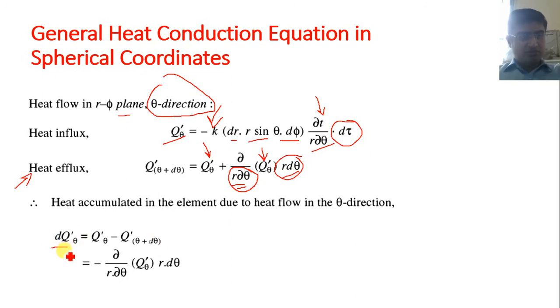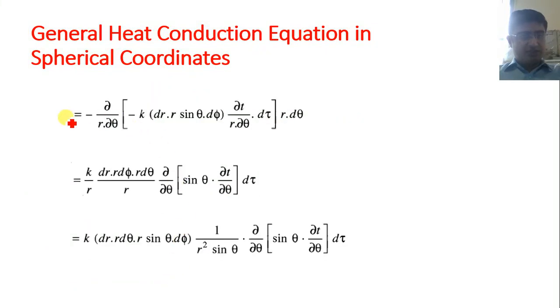So if you solve this, with dQ theta equal to Q theta minus Q theta plus delta theta, so heat input minus heat output, you can easily find the value of minus del r into del theta of q theta into r d theta. So now our next step is to place the value of q theta into this equation. Further solving, you can easily find the value of dQ theta, which is equal to minus del by del theta of minus k dr r sin theta d phi del T upon r d theta into d tau into r d phi.